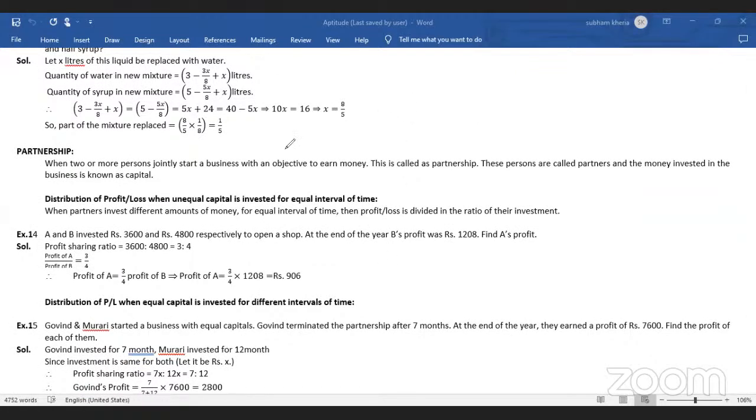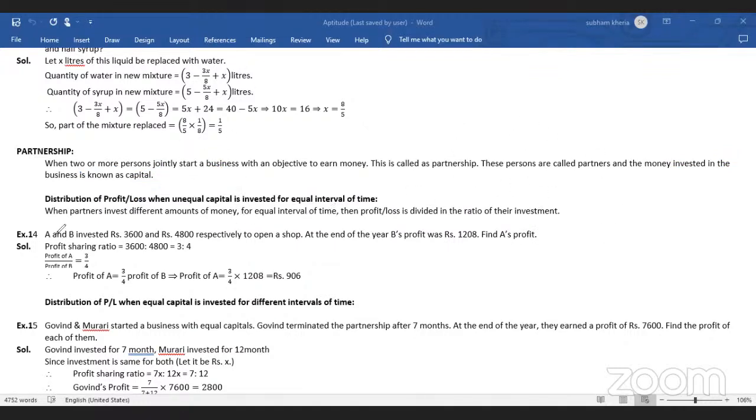How come? Let's see. When two or more persons jointly start a business, two or more people have started together a business with an objective to earn money. Okay, this is called partnership. The persons are called partners and the money invested is known as capital. Okay, very easy terms. The people who are involved are called partners and the money is called capital.